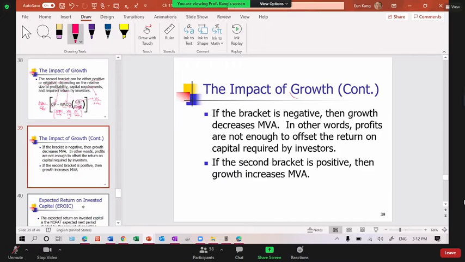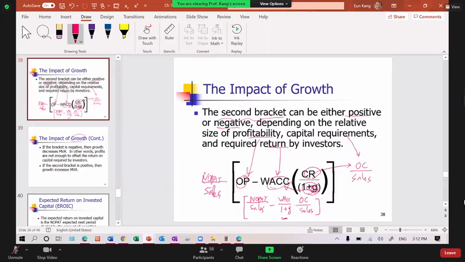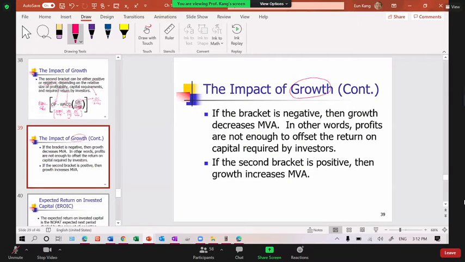Then what? It's a multiple choice question. The MVA will increase, and if I say OP increases, WACC decreases, CR decreases, that's correct. But if I say G increases, then what? That's wrong because it depends. It depends, okay? Because G affects everything. So I'll give you some examples too.